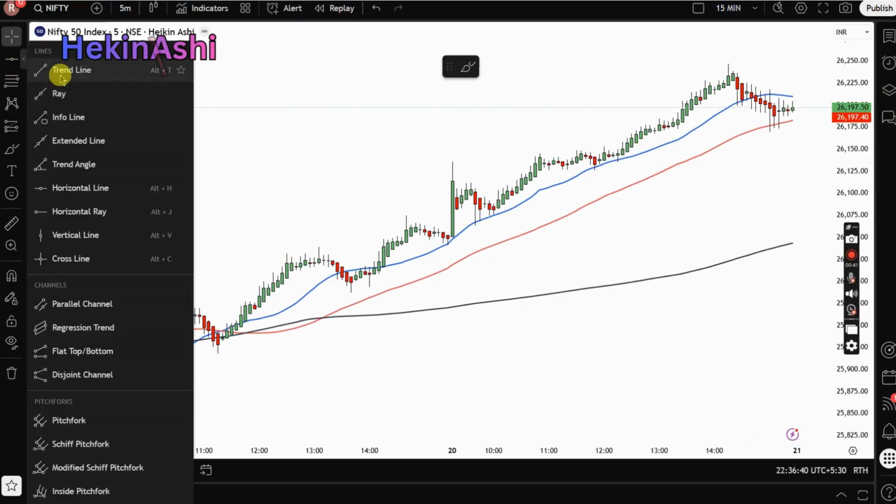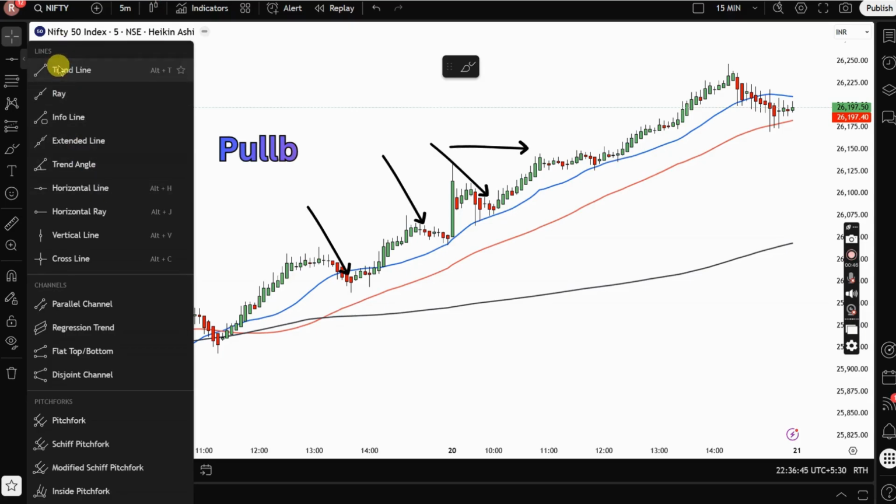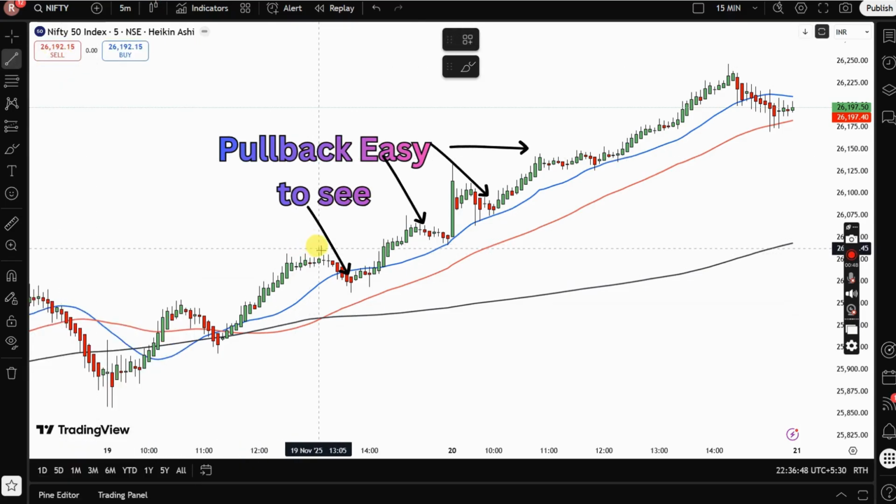Next, switch your chart to Heikin Ashi candles. Why? Because they filter out noise and make pullbacks easy to see, even for beginners.